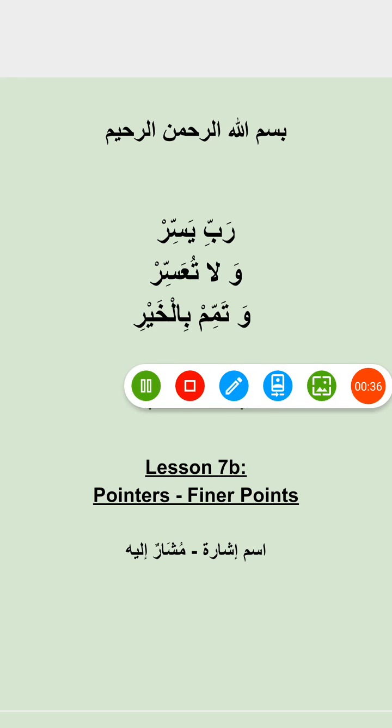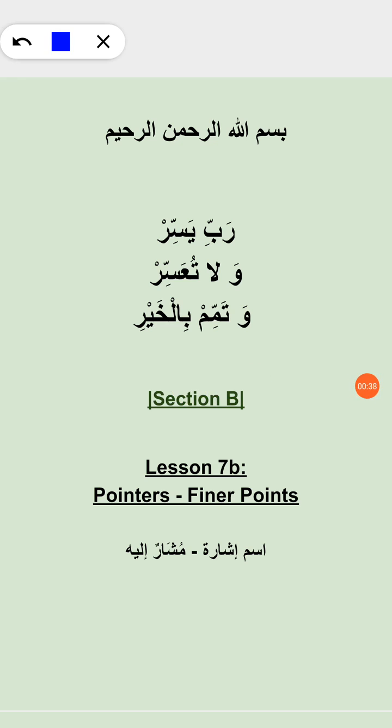Alright, so first things first. What's an ism ishara? It's the pointing noun, and being a noun, it tells us that it has four properties that an ism has. Okay, so what are those four properties or four characteristics about an ism?